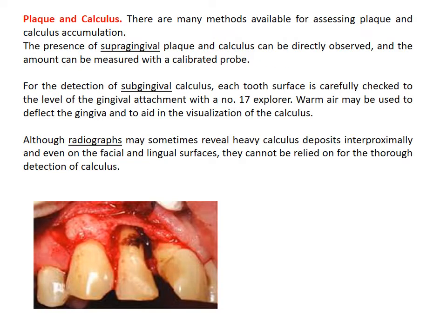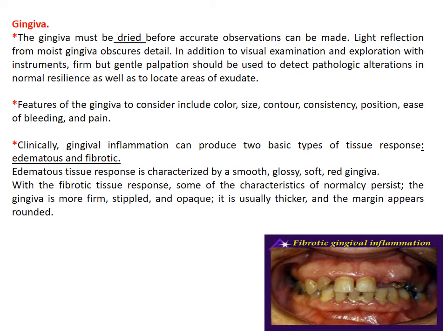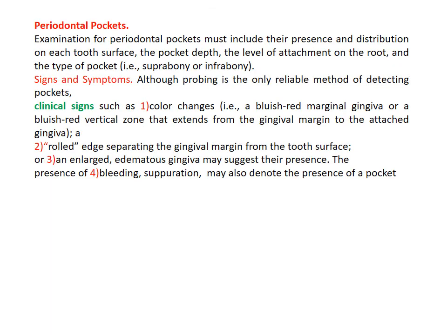If there is plaque and calculus in the patient's mouth, examine supragingival or subgingival calculus, the type of gingival inflammation, color of gingiva, loss of stippling, and texture of gingiva. If there is inflammation leading to redness, loss of stippling, and swelling, it may be diseased gingiva. Periodontal pocket is also a first sign of periodontal disease, such as color change and rolled edge of the gingival margin.